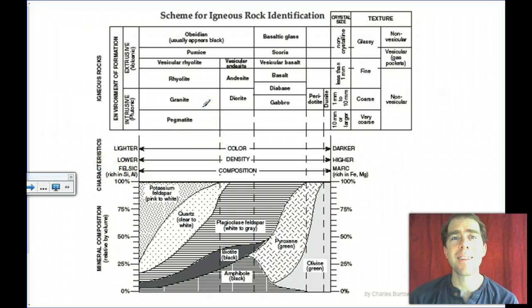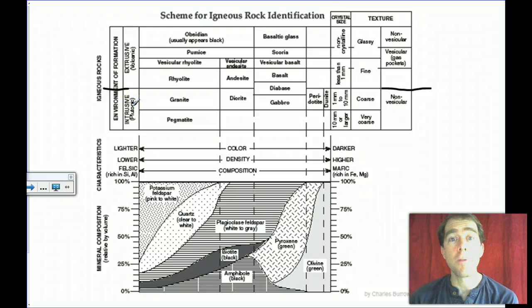There are many things on here that will help you answer questions and identify igneous rocks, and I want to show you some of those things right now. The first thing I want you to notice is that this chart is divided into two halves at the top here. If you draw a line across the chart, you'll see that you have extrusive igneous rocks here and intrusive igneous rocks here.